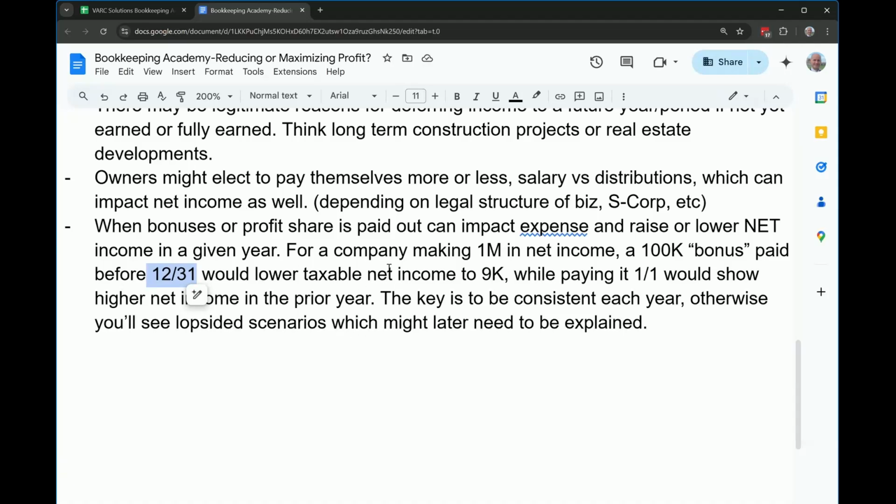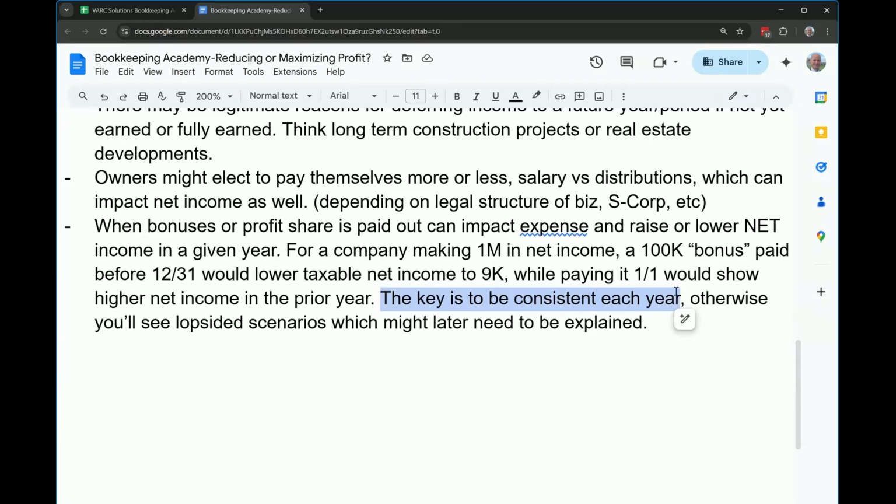My only thought when you start looking at this type of stuff, and if an owner ever says, "Hey, when should I do this?" My opinion is the key is to be consistent each year. If you always pay bonuses before 12/31, I think you should keep doing that. If you always pay bonuses on 1/1, I think you should keep doing that.